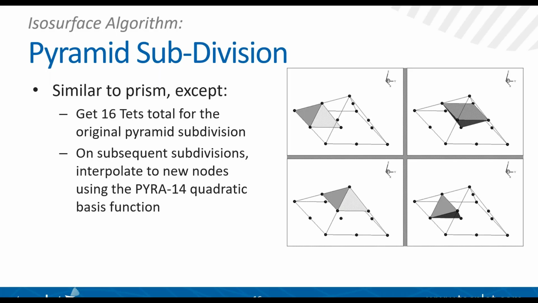Very similar to the prism for the pyramid. You get 16 tets total from the original pyramid subdivision. You can see on the right, you're originally subdividing into a set of pyramids and tetrahedra, and each pyramid can be subdivided into 2 tets to give you a total of 16. And on subsequent subdivisions, we interpolate to new nodes using the pyramid quadratic basis function.